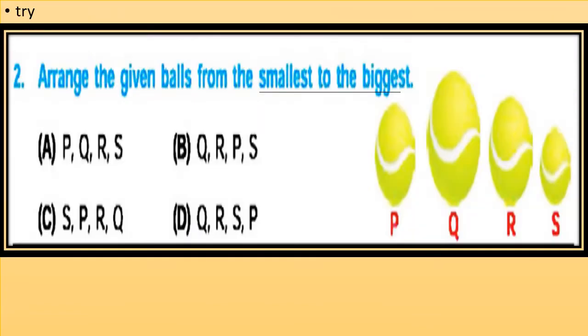Arrange the given balls from the smallest to the biggest. Now, arrange these balls P, Q, R, S from smallest to the biggest. So, smallest is S and biggest is Q. So, start with smallest ball S and end with Q. Arrange these in smallest to biggest order and write your answer in the comments.